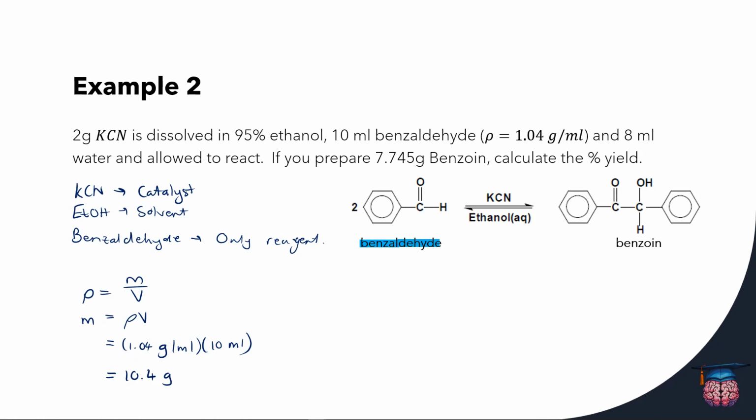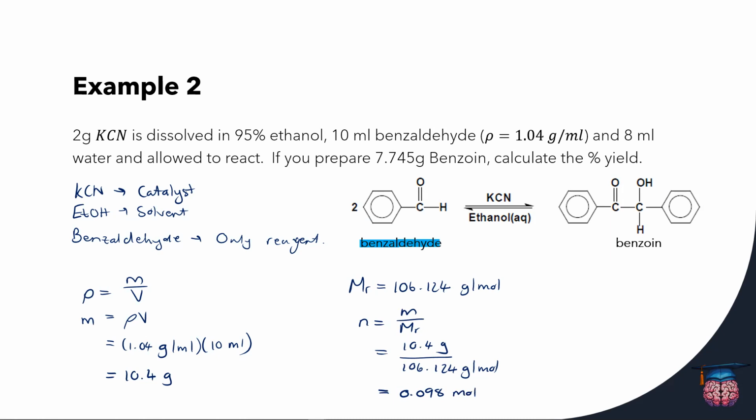Next, we need to go and calculate the number of moles from this. And for that, we need the molar mass of the benzaldehyde, which was previously calculated to be 106.124 grams per mole. So the mole is just 10.4 grams divided by 106.124 grams per mole. And this gives us a mole value of 0.098 moles.